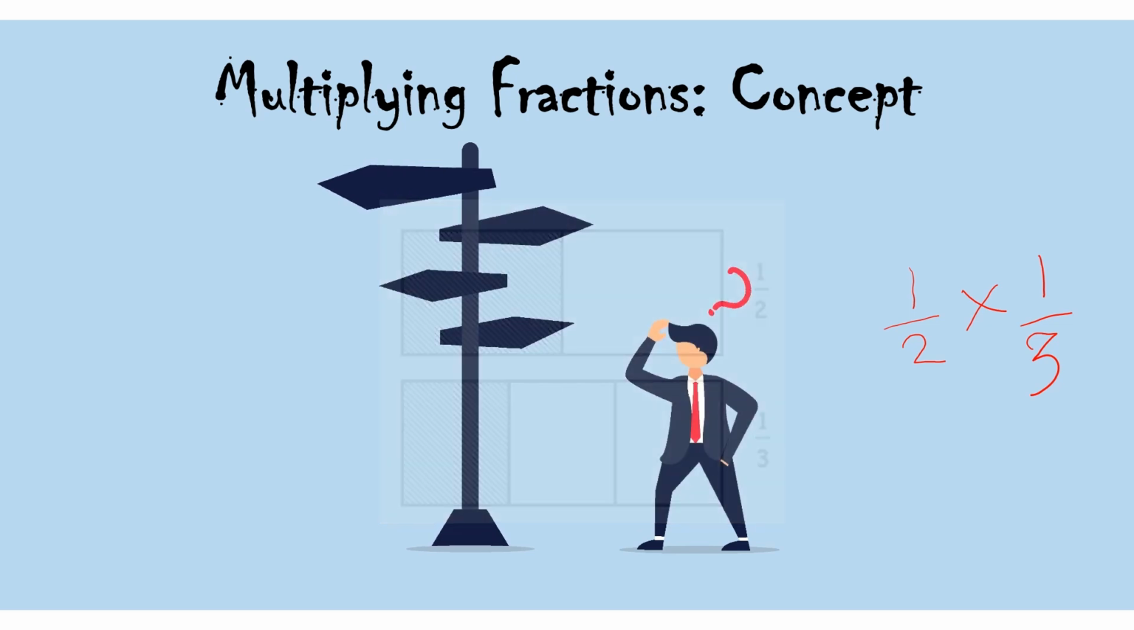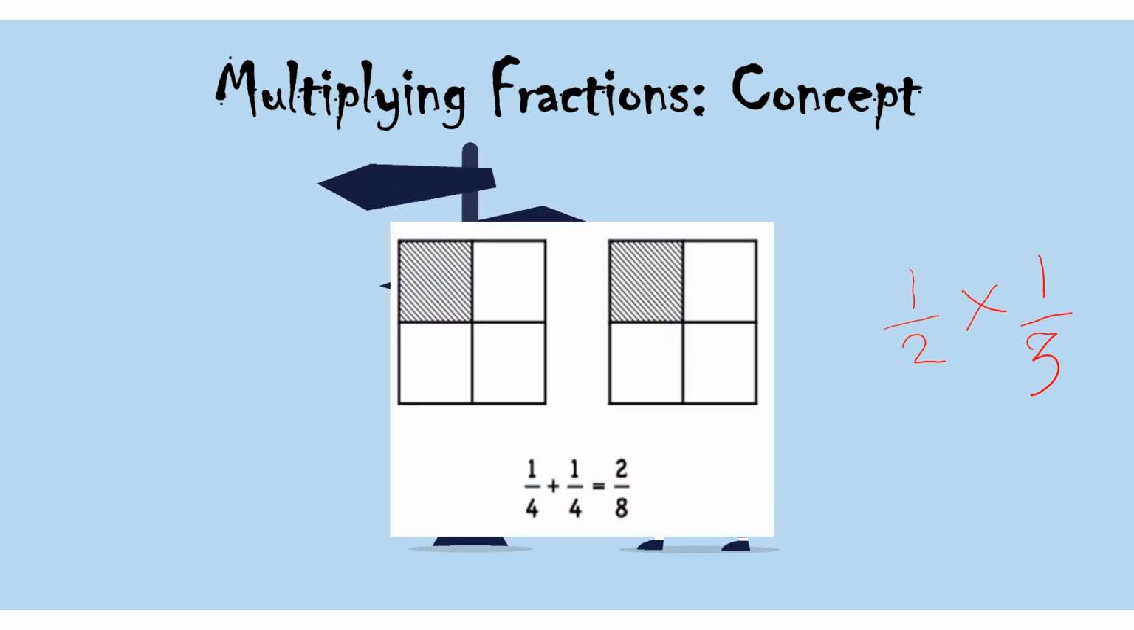Here's a common mistake kids make. 1 by 4 plus 1 by 4 equals 2 by 8. It's wrong. We need to take the LCM, least common multiple, and find the answer, which will be 2 by 4, which can be simplified to 1 by 2.